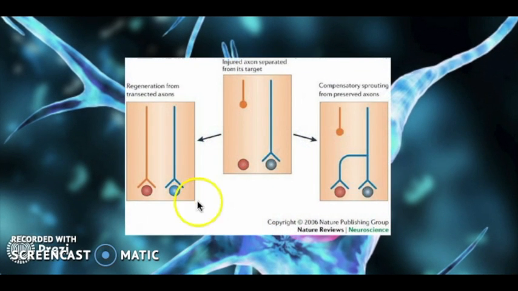Axonal sprouting is when you get two axons with a synapse. When one degenerates, the other one will take over the synapse. And this is important because, as opposed to the peripheral nervous system, the central nervous system does not have the capacity of regrowing an axon.